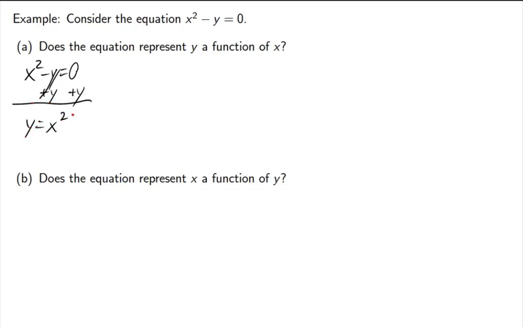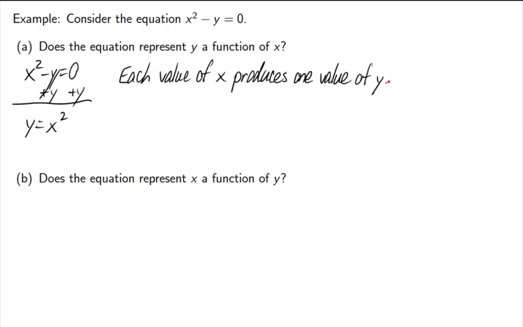And now I think it's clear that if I plug in one value of x, I'm only going to get one value for y. So let's write that down. Each value of x produces one value of y. So, is it a function of x? Yes.